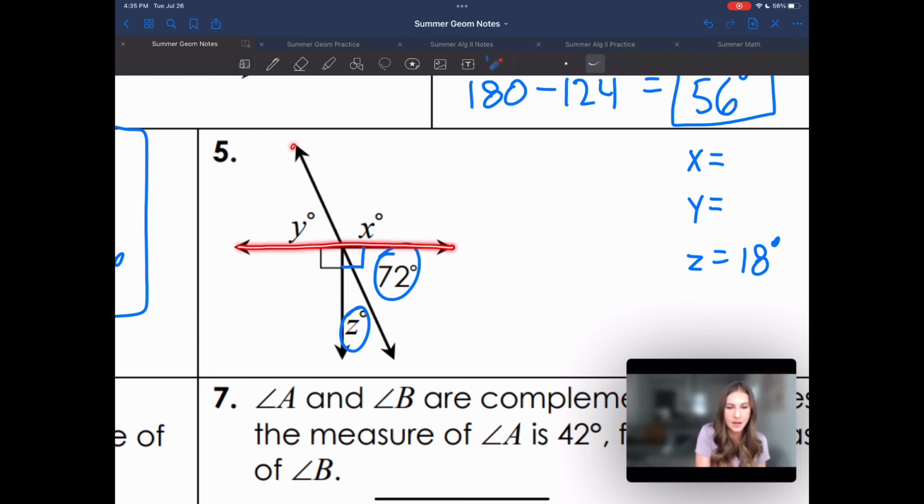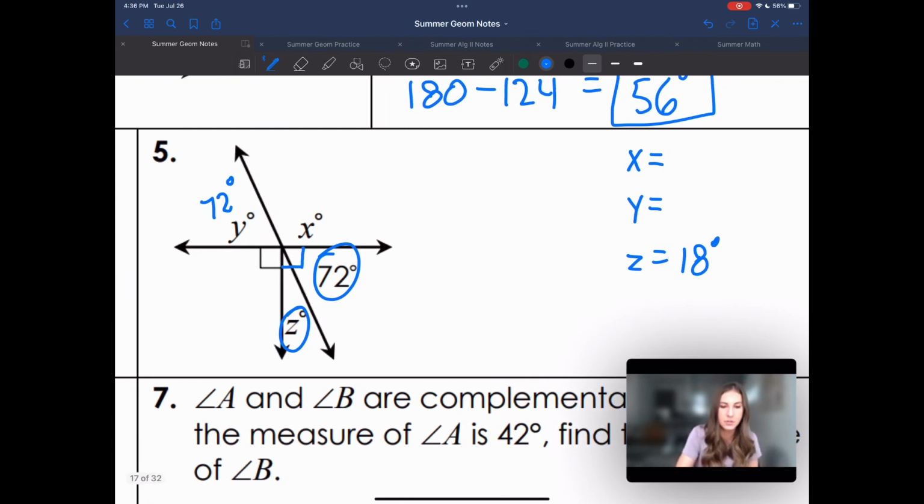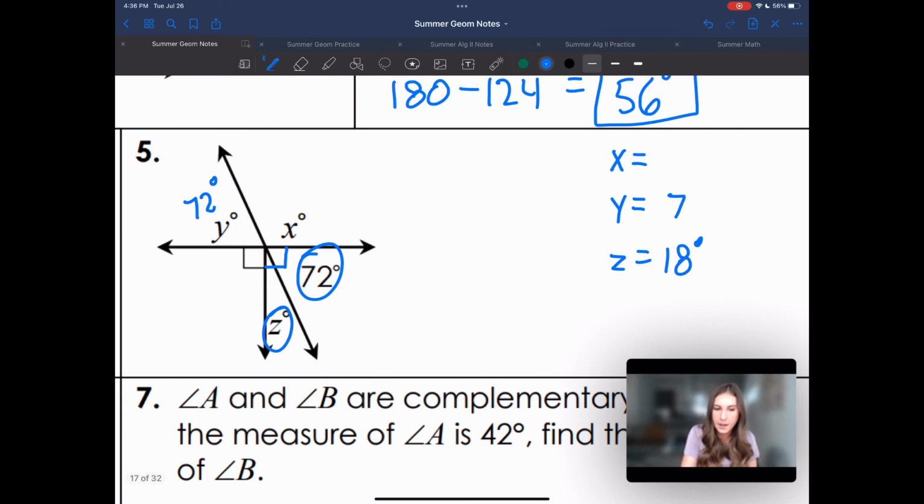Boom, there's a straight line. Boom, there's a straight line. If this right here is 72 degrees, then Y is also 72 degrees. So always look for your vertical angles. Super easy that way. I'm going to label this one as 72 degrees. So Y equals 72 degrees.